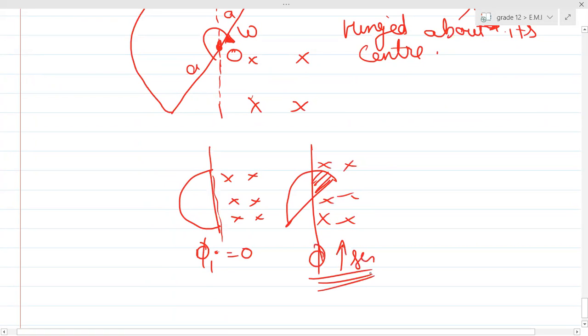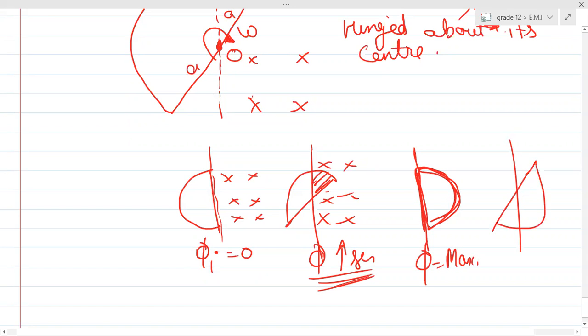So if flux is increasing, that implies flux is changing. If flux is changing, then what will happen? There will be a current induced. Yes or no? You understood the gist of the question, right? Yes, sir. Now basically this will increase till the loop becomes like this. At this particular time the flux phi will become maximum and then it will start coming out, right? So now only this much part is there inside the field.